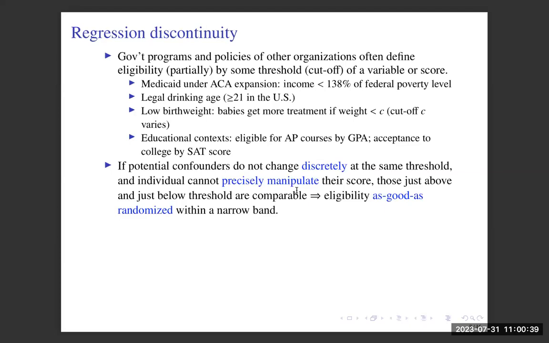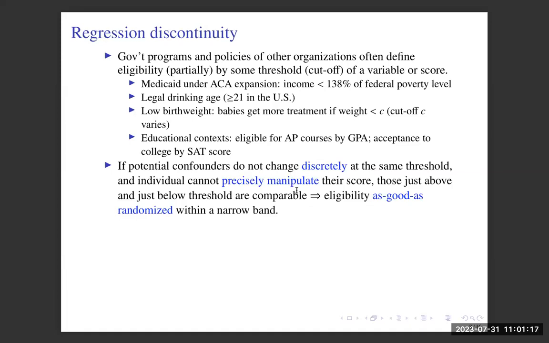For Medicaid, I mentioned already, under the recent, or not so recent anymore, expansion of Medicaid, the cutoff is 138% of the federal poverty level. So if your income is below that, you're eligible. Above that, you're not eligible. There's the legal drinking age: below age 21, you're not allowed to drink alcohol. Once you turn 21, you're allowed to drink alcohol.